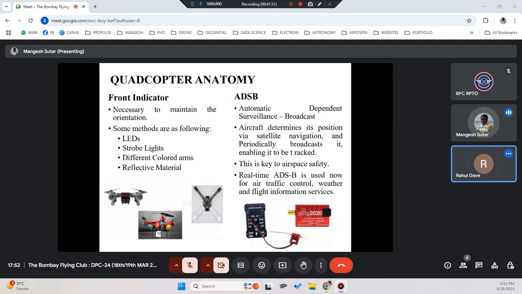And in night flying, you need lights, like the lights on an aircraft. Similarly, you need to have lights on the drone also. Normally people put red lights at the back side of the drones and a white light at the front side, so that you can identify the orientation or heading of the drone.